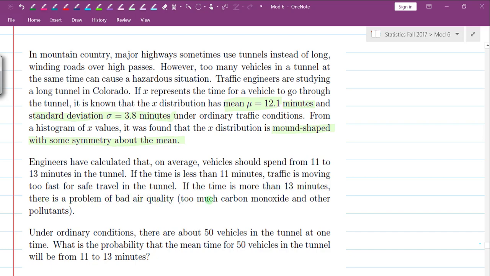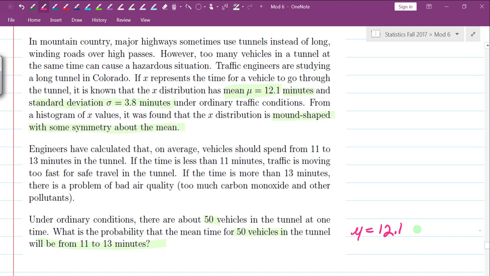Under ordinary conditions, there are about 50 vehicles in the tunnel at one time. What is the probability that the mean time for 50 vehicles in a tunnel will be from 11 to 13 minutes long? Okay, let's gather our data here. We're given that mu is equal to 12.1 minutes. Our standard deviation is equal to 3.8 minutes. Our sample size is going to be 50.